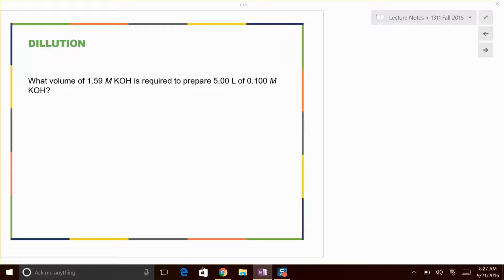Okay, how much 1.59 molar potassium hydroxide is required to prepare 5 liters of 0.1 molar KOH? Okay, where's the pair? There's the pair, and I'm going to divide by this, and it's going to give me the volume. Okay? So that's dilution. Dilution is not difficult. Okay? It's a very straightforward equation. M1V1 equals M2V2. You always find your pair, divide by the other thing. And because you're always solving for something unknown, there's always going to be a pair, and you're solving for the other thing. Okay?